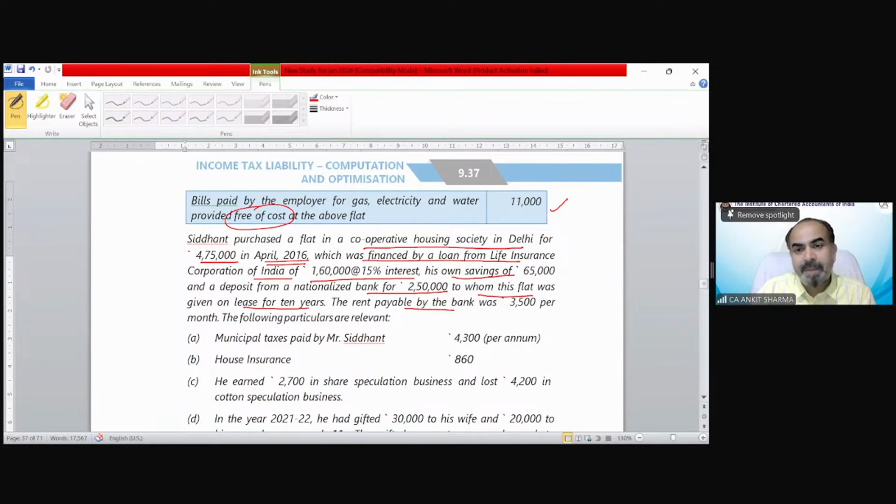The rent payable by the bank was 3,500 rupees per month. The following particulars are relevant. So he purchased the flat in a society which he has let out to a bank, and he is receiving 3,500 rupees rent from that bank. So this is income from house property. And for that, he has taken a loan. So that loan is going to be deducted when we calculate income from house property.